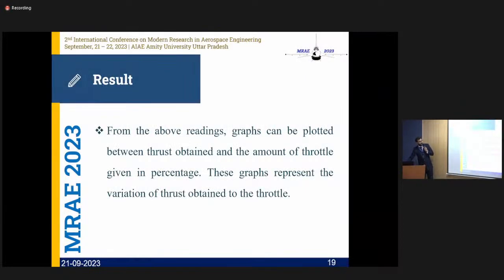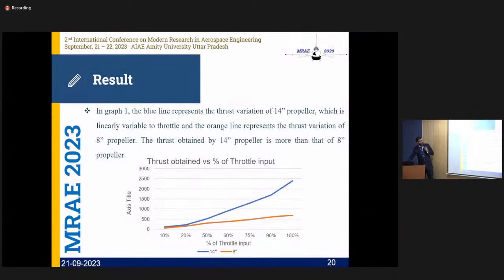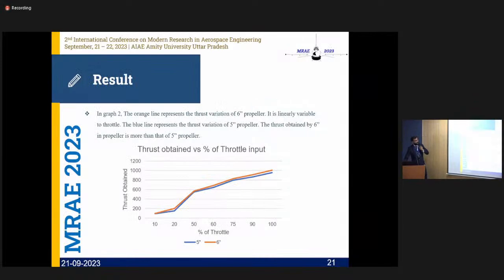So these are our results. We were showing our results, and we have plotted the graph between the percentage of throttle and the thrust obtained, for both the motors as well as both the propellers.